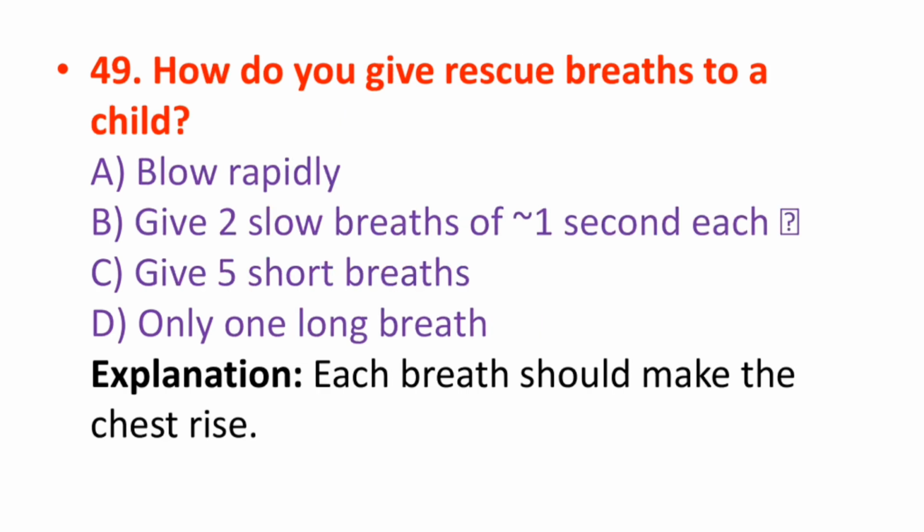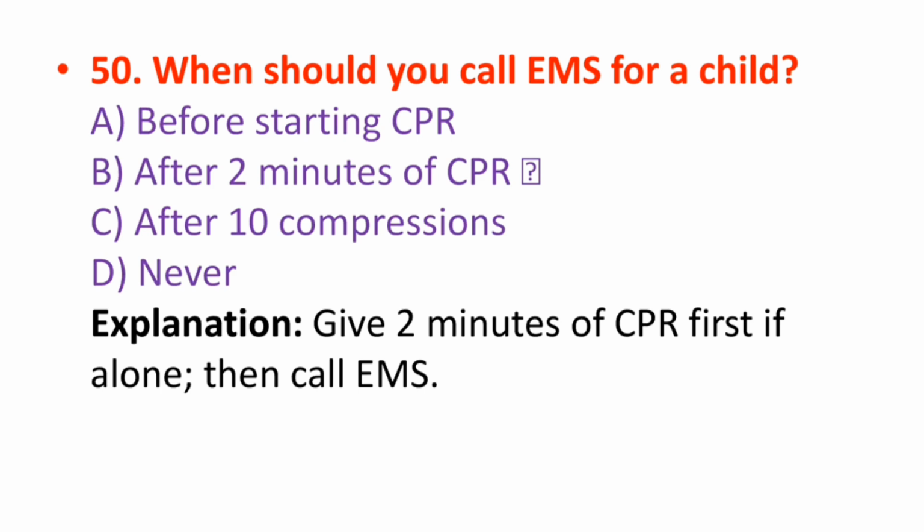How do you give rescue breaths to a child? Option A, blow rapidly. Option B, give two slow breaths of approximately 1 second each. Option C, give 5 short breaths. Option D, only one long breath. The correct answer is give two slow breaths of approximately 1 second each. Each breath should make the chest rise.